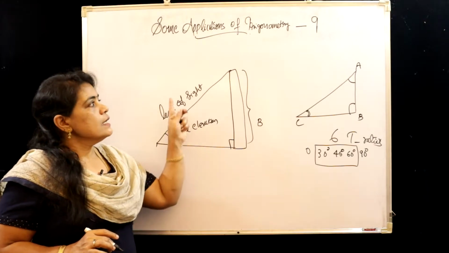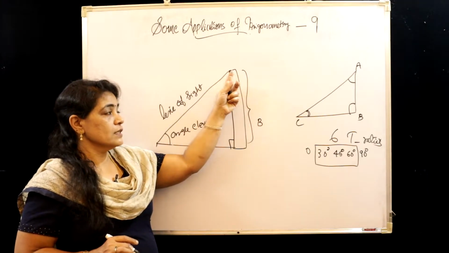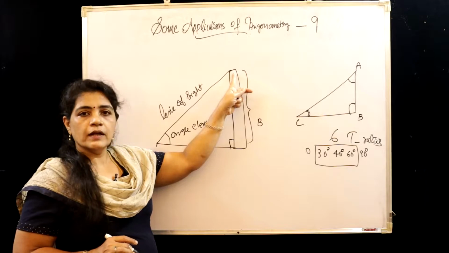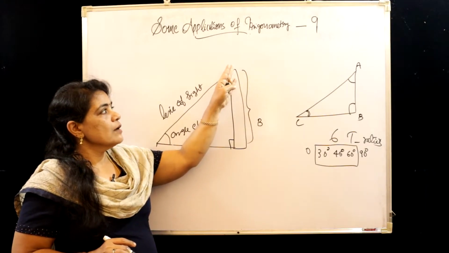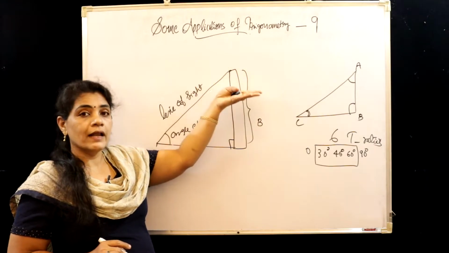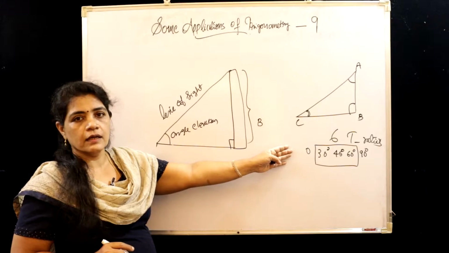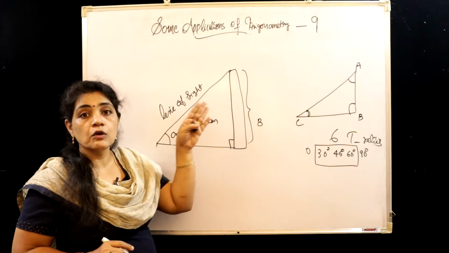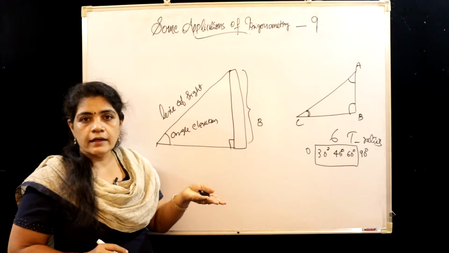Understood? See, when I am standing here and want to look at the topmost part of the building, I have to raise my head. In the second case, suppose I am at the topmost part, or in the balcony of my house, and I want to see a car which is parked on the ground. That means in order to see that object, I have to lower my head, isn't it?